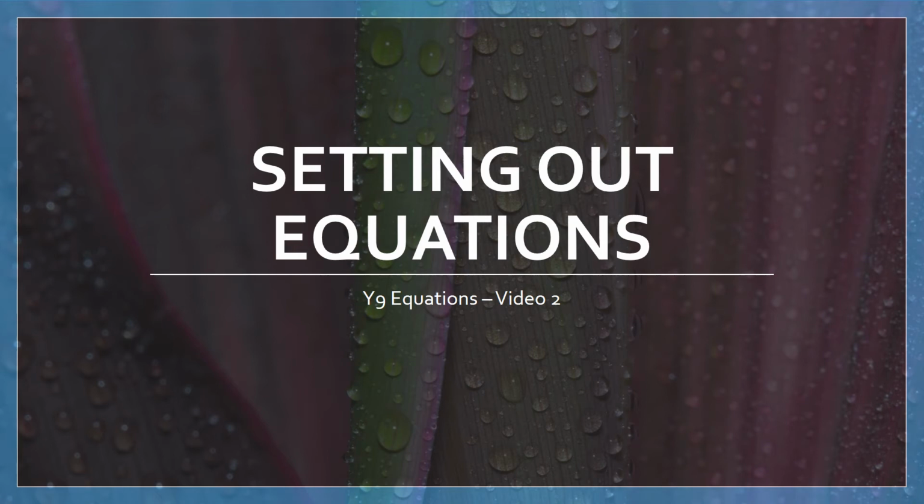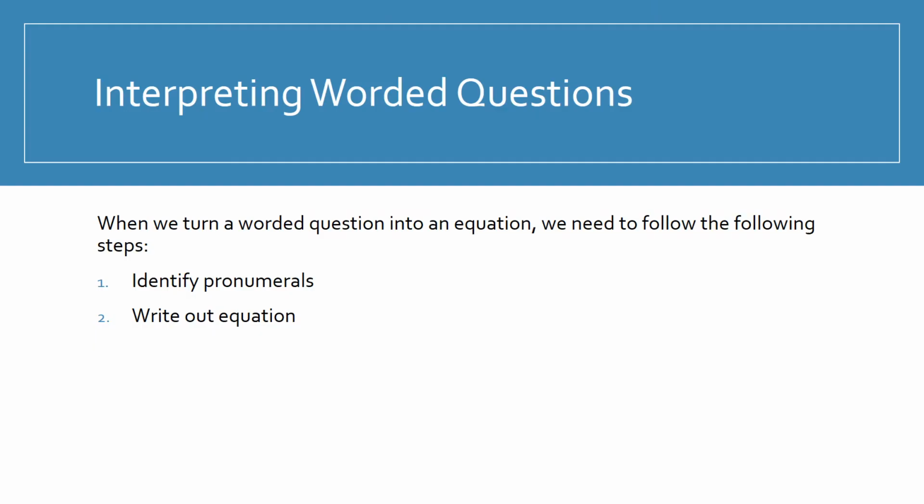In this video, we're looking at the proper way for us to write our equations out when we're given a worded question. When we're given a worded question, there's two steps we need to take. The first is to identify our pronumerals, so any variables we're going to use, and then we can write out our equation, and often we can then solve it. But we need to write our pronumerals out and write them nicely, and then also write our equation.